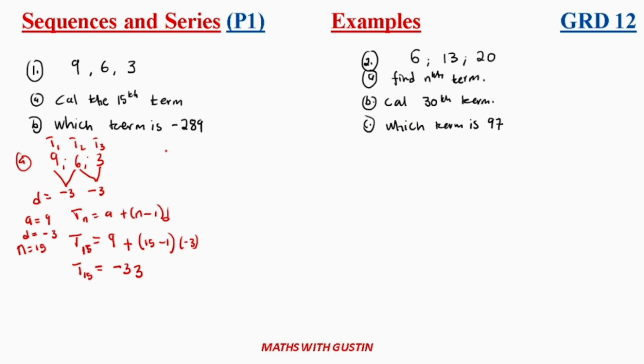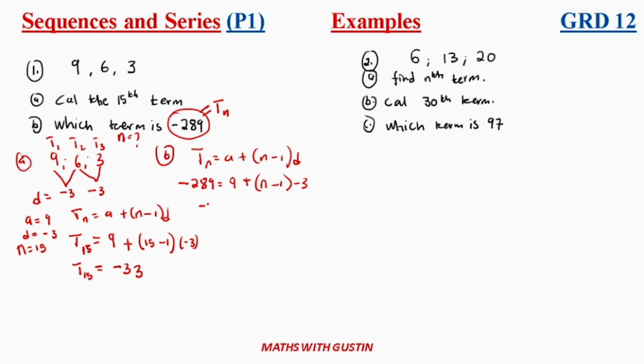So now let's move on to part B. It says here, which term is equal to negative 289? So we're going to apply the same formula here, guys. Please don't be confused. But what are they asking us? They're asking us to find which term. So they're asking us to find n, and in this case you can see that negative 289 is Tn. Therefore the first term will still be 9. Then they want us to find n, so (n minus 1) times minus 3.